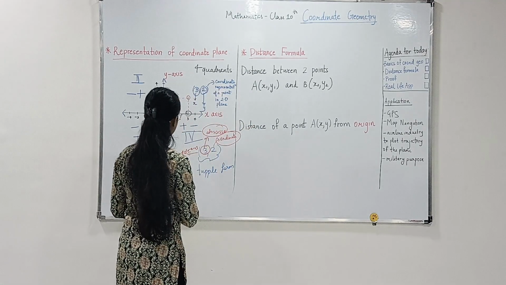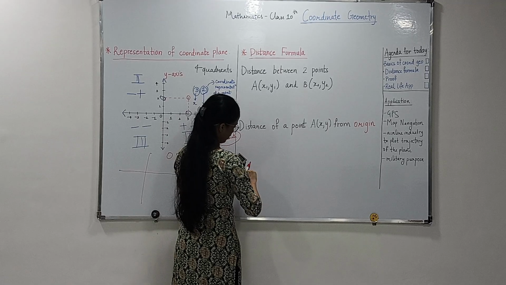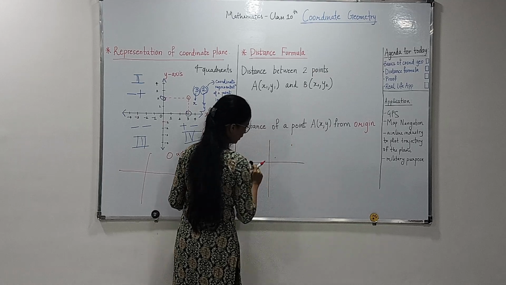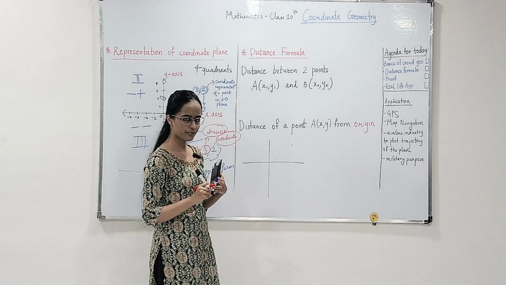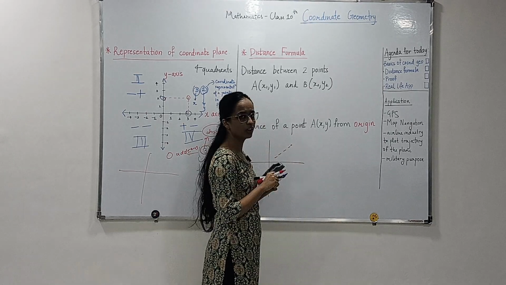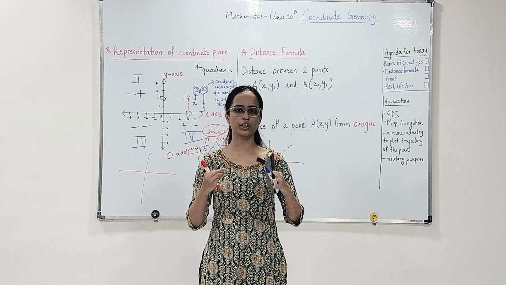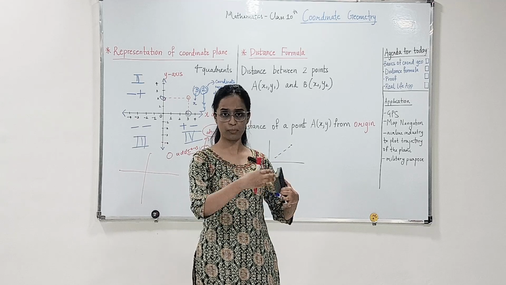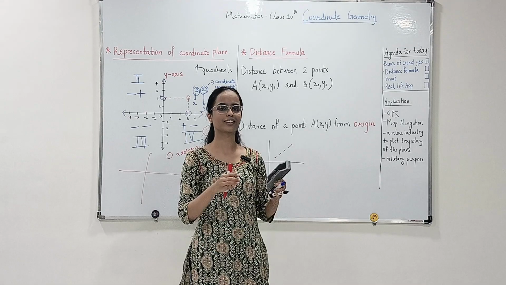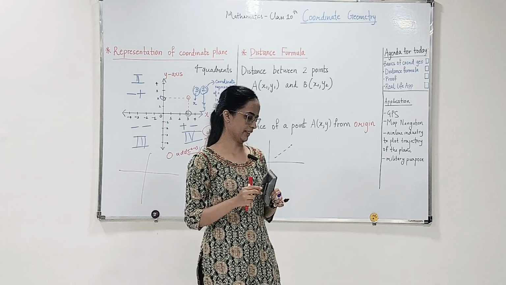So, let's say this is a coordinate plane and there are 2 points in the first quadrant, and you are asked to find the distance between these 2 points. How are you supposed to find this distance? In order to find it, mathematicians have come up with a formula known as the distance formula, and as the name suggests, it tells you the distance between 2 points.